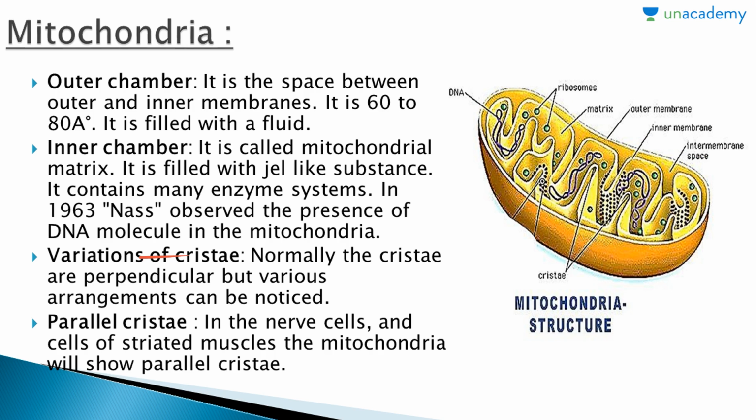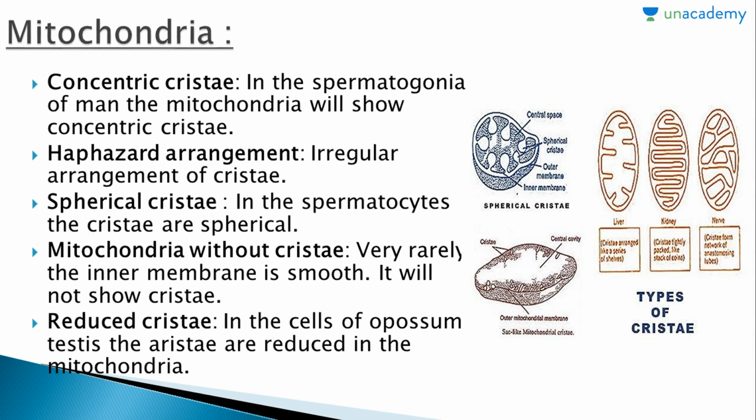Variations of cristae. Normally the cristae are perpendicular, but various arrangements can be noticed. Parallel cristae: in nerve cells and the cells of striated muscles, the mitochondria show parallel cristae. Concentric cristae: in the spermatogonia of men, the mitochondria show concentric cristae. Haphazard arrangement: irregular arrangement of cristae is called haphazard arrangement. Spherical cristae: in the spermatocytes, the cristae are spherical. This is a diagram of different kinds of arrangement of the cristae in mitochondria. You can refer to it.